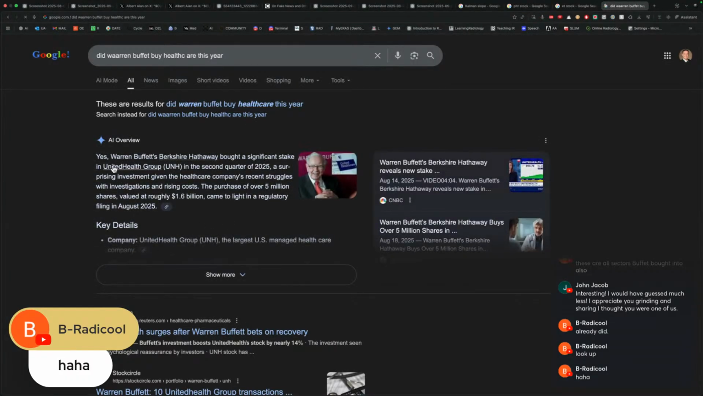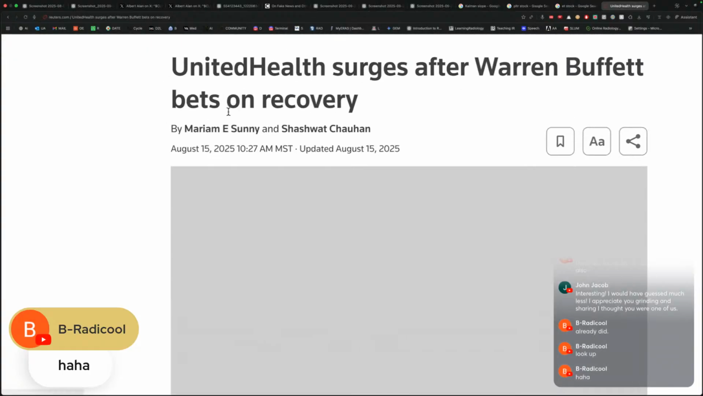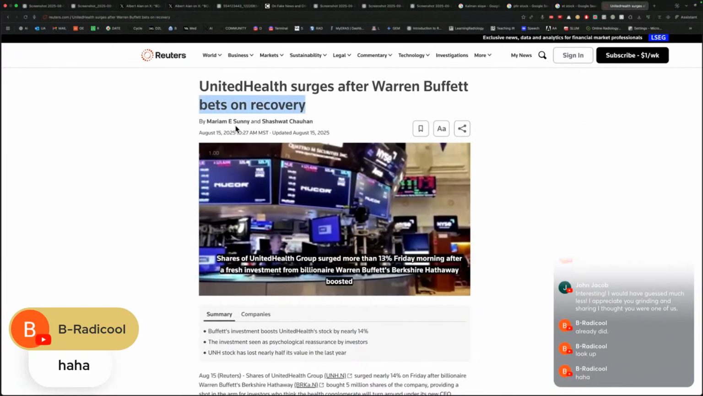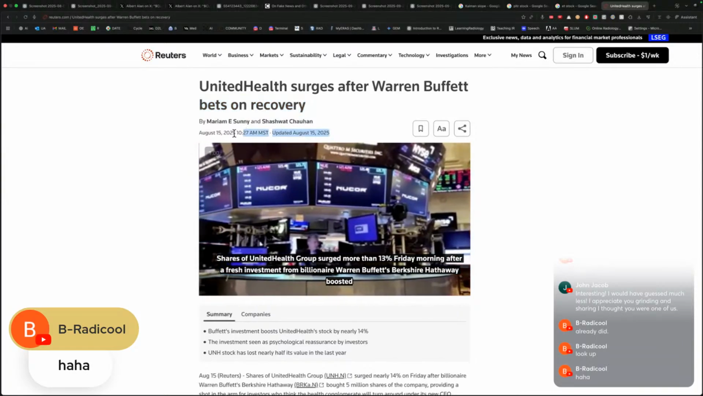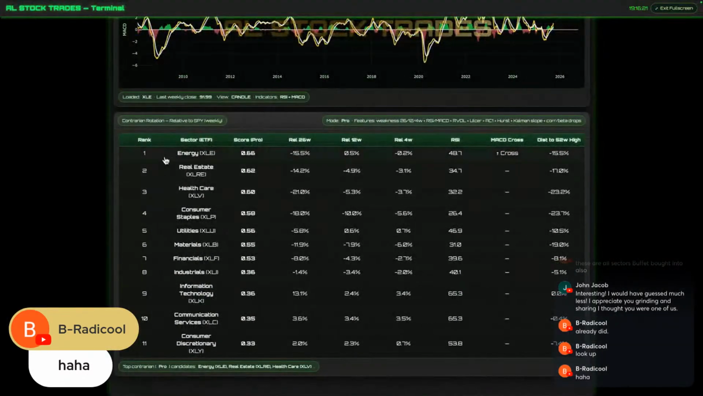And yes, Warren Buffett did a significant, here it is. Here's the article. Let's pull it up. On August 15, United Healthcare surges after Warren Buffett bets on recovery. August 15, 2025. So mathematically, this does represent reality. That's why I told you math doesn't lie to you.